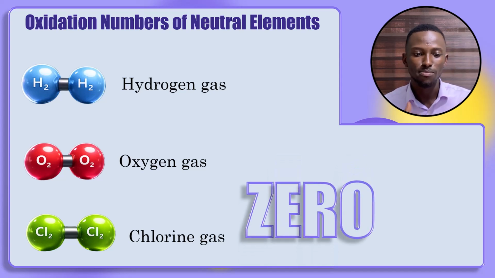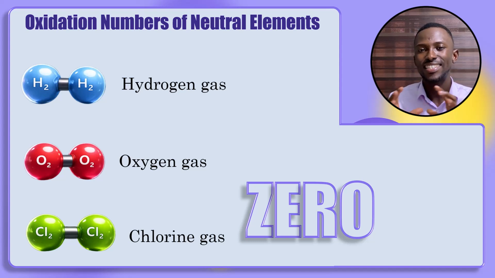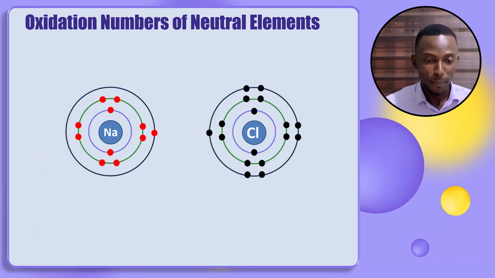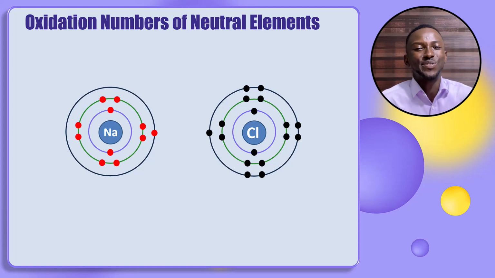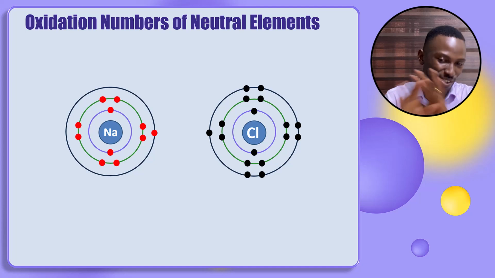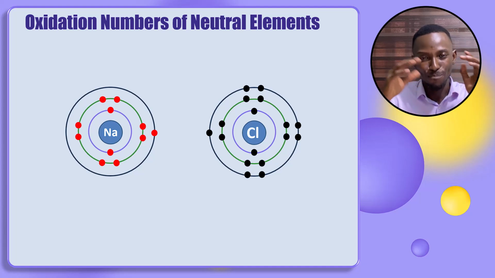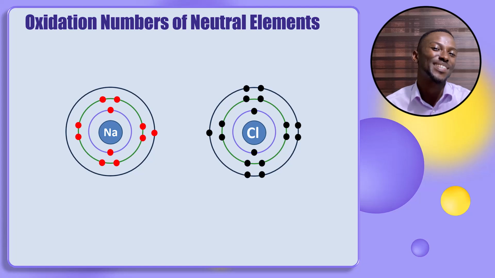So in all these examples, hydrogen gas, oxygen gas, chlorine gas, and also the other remaining elements, when they are existing in their neutral states, their oxidation numbers will be what? 0. But funny enough, atoms or elements do not exist in their neutral states. That's a fact. We already know that if they are in their neutral state, their oxidation state is 0 because there is no charge on it. But they actually do not like to exist like that.